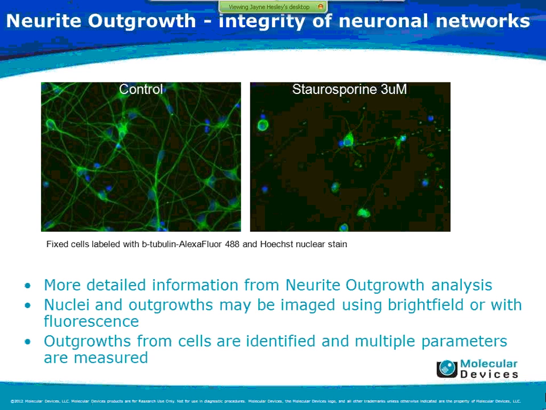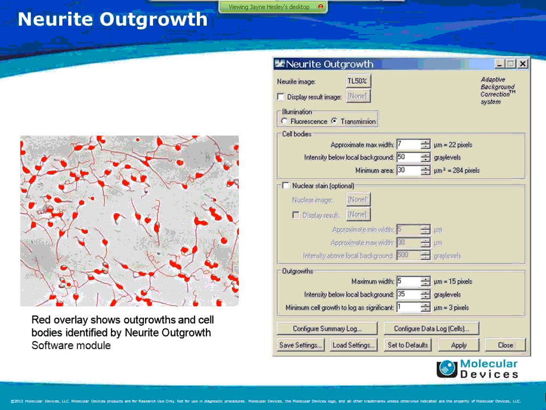Another thing about neurite outgrowth is that this module can run very well with cells that are either stained with a fluorescent stain or in unstained cells. You can do it with bright field imaging. Here is an example of a bright field image with the mask overlay that has identified the neurons and the outgrowth. So the red that you're seeing is the mask showing the identified cells. The module is shown on the right. Again, very simple to set up.